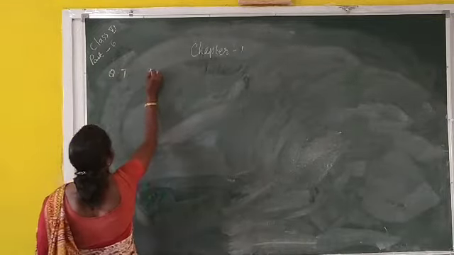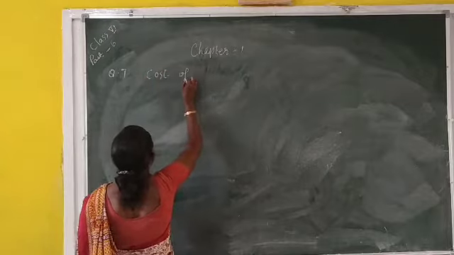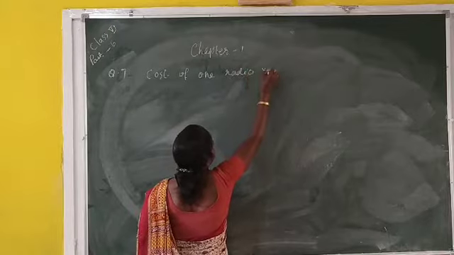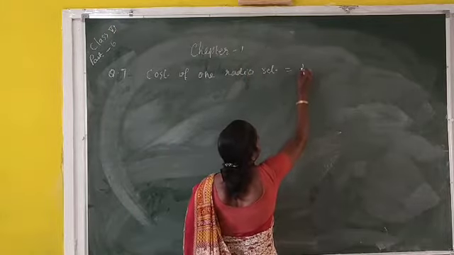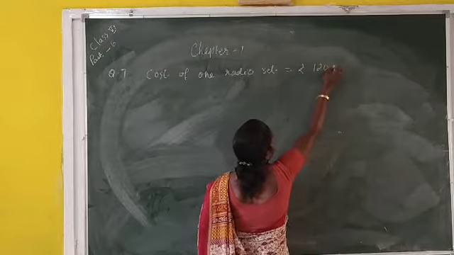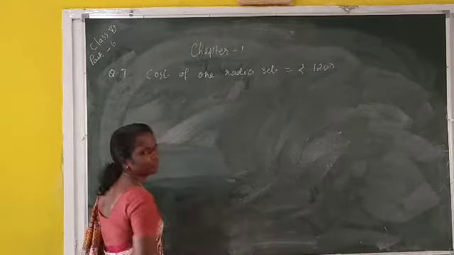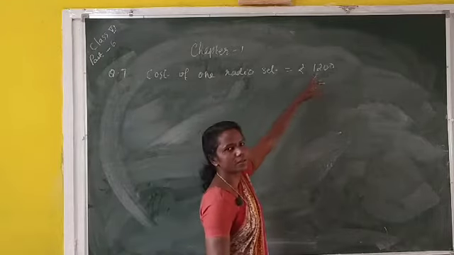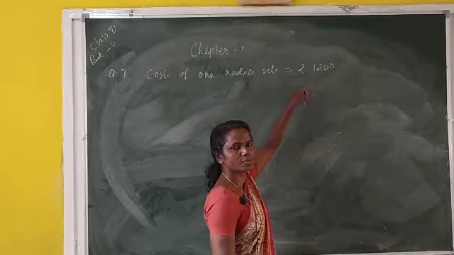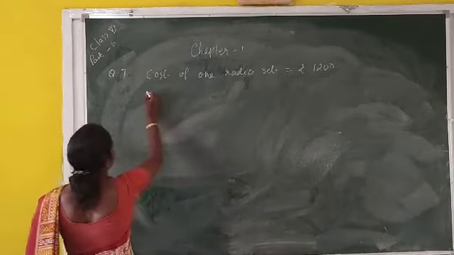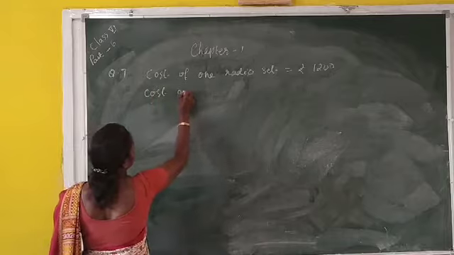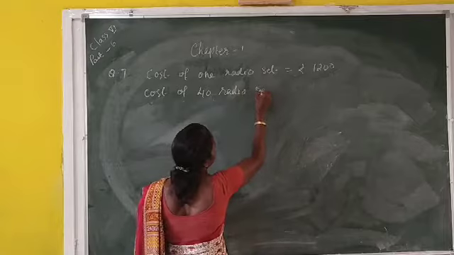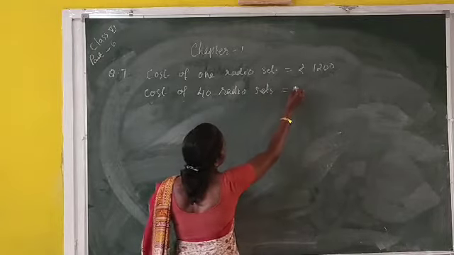Question number 7. Cost of one radio set is equal to rupees 1,200. Now find out what is the cost of 40 radio sets. The cost of one radio set multiplied by the number 40. Then cost of 40 radio sets is equal to how many rupees?